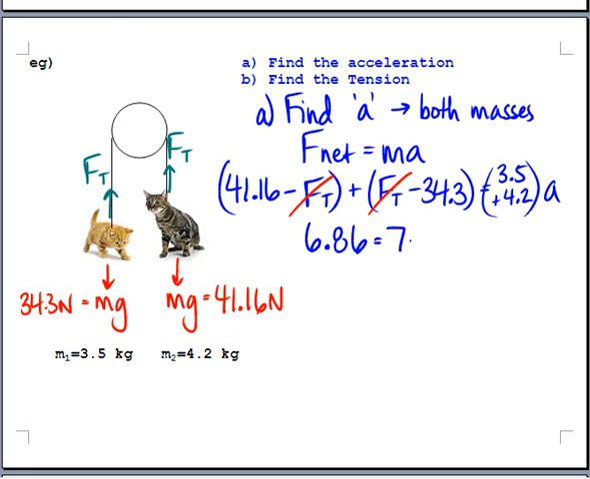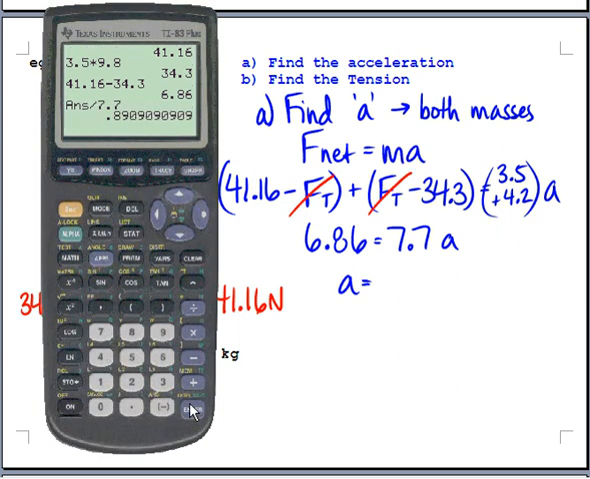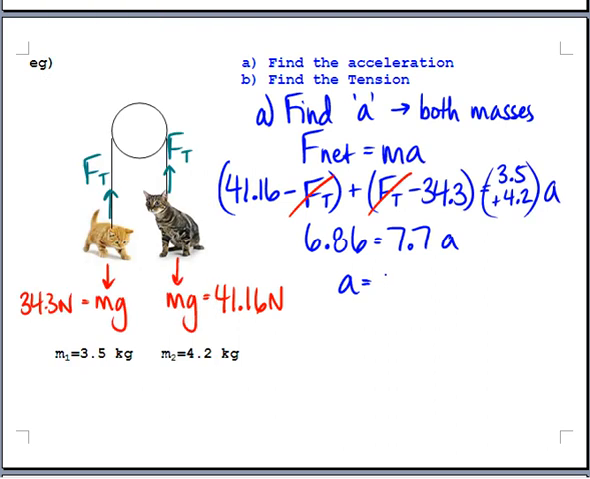equals, what have we got? 7.7 kilograms of kitty combined times A. Acceleration is equal to, there you go, 0.891 meters per second squared. And for part B, we're going to find the tension. We're going to find Ft.